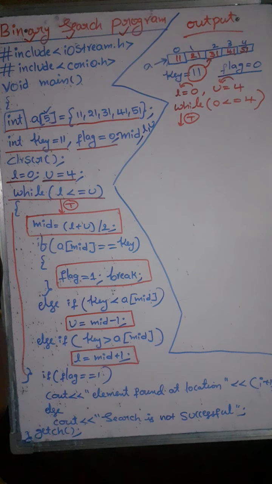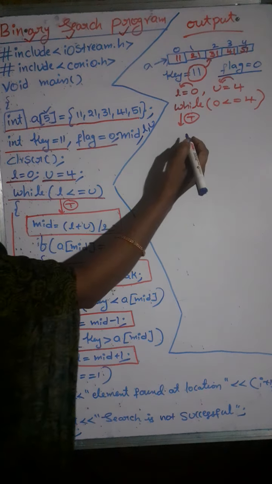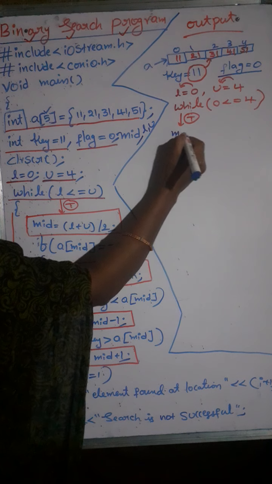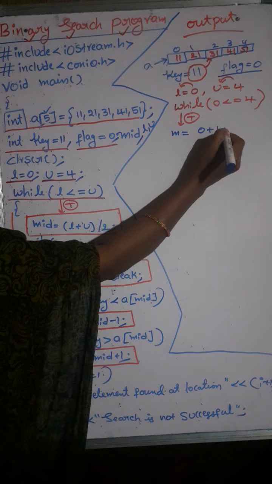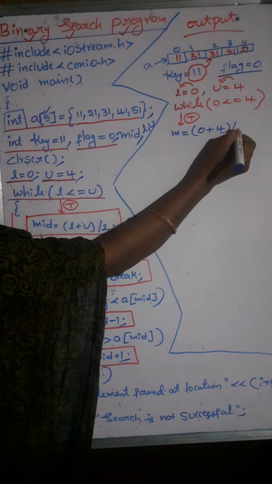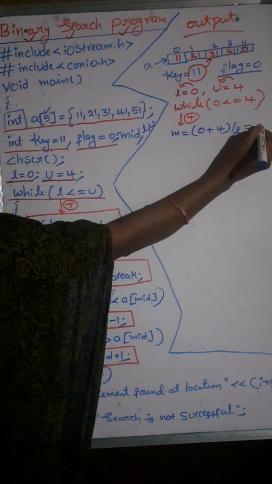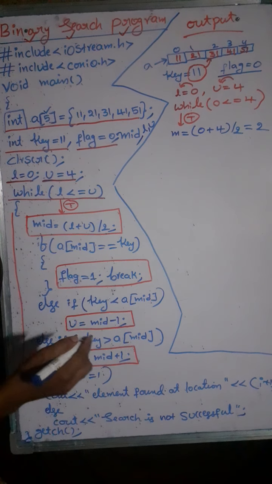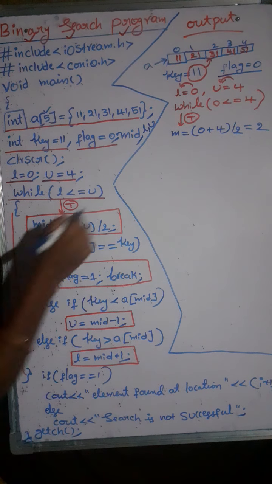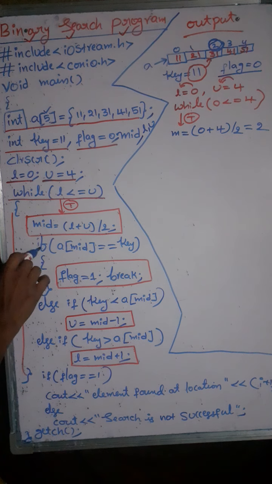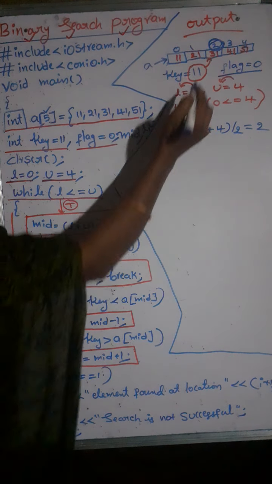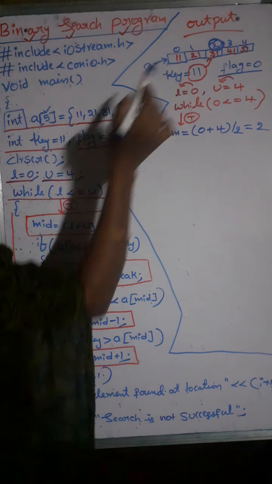So what is the statement? mid equals (lower bound plus upper bound) by 2. Lower bound is 0, upper bound is 4, so 0 plus 4 by 2 is 2. Here mid represents the middle index. So I got the middle index, which is 2.